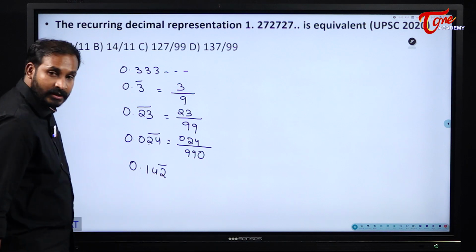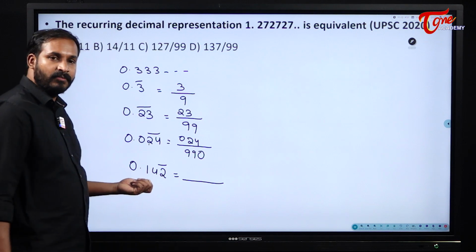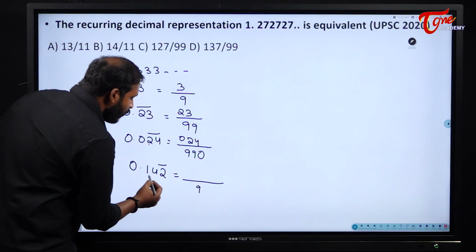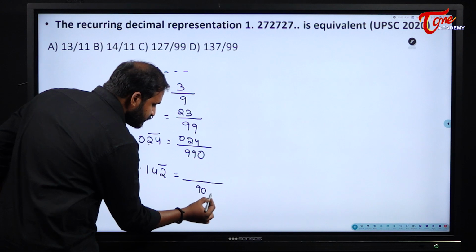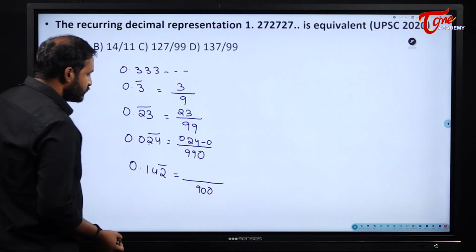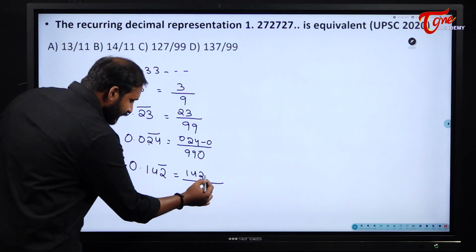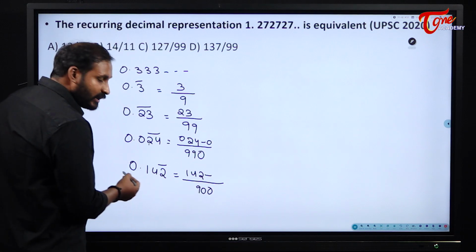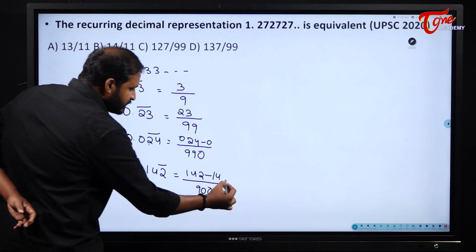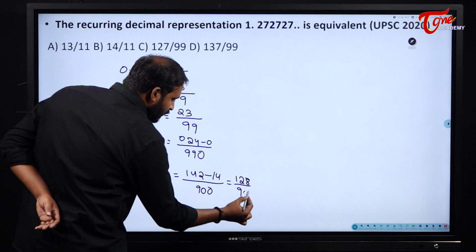Okay, next we will take one more example, 0.142 bar. First of all, fill the denominator. The meaning of this is 0.1422222. So this 2, only 1 is repeating, so 9. How many are non-repeating? 2 are non-repeating, so 2 zeros. Sorry students, here actually you need to put 0 also. Don't worry, I will tell you now. For the numerator, write down the complete number, 142, minus the non-repeating part. What is non-repeating here? 14. So minus 14. This value will become 128 by 900.